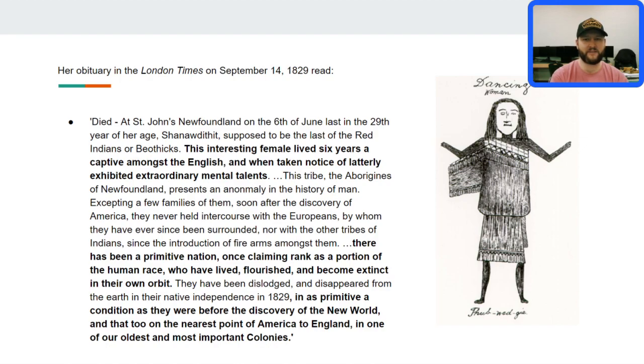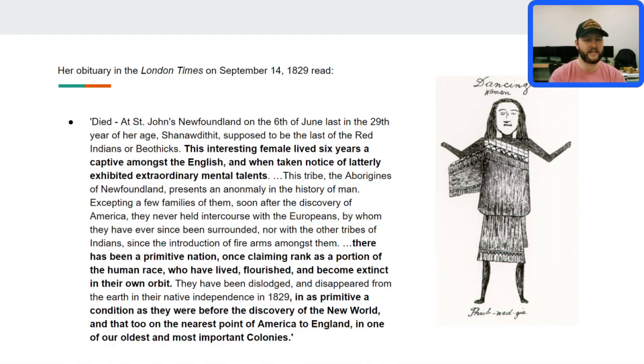This is interesting. "Female lived 6 years as a captive amongst the English, and when taken notice of, latterly exhibited extraordinary mental talents. This tribe, the Aborigines of Newfoundland, presents an anomaly in the history of man. Excepting a few families of them soon after the discovery of America, they never held intercourse with the Europeans, by whom they have ever since been surrounded, nor with the other tribes of Indians, since the introduction of firearms amongst them. There has been a primitive nation, once claiming rank as a portion of the human race, who have lived, flourished, and become extinct in their own orbit.